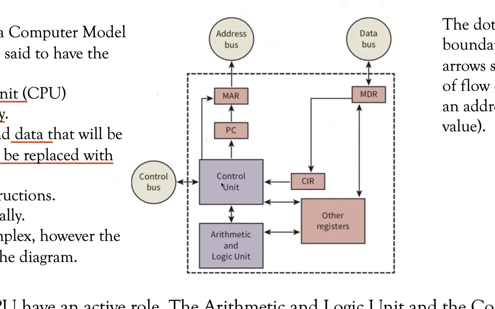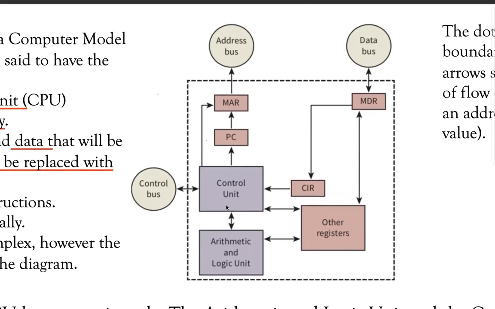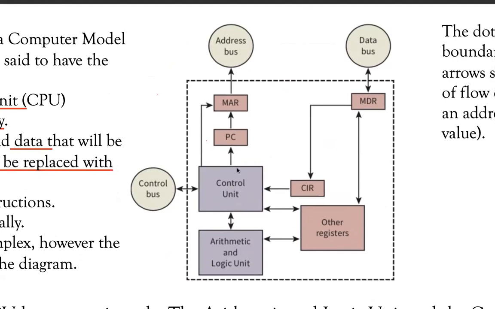Okay, we got two major units of our processor. One is known as the control unit and one is the arithmetic and logic unit. Let's look at the purpose of the control unit. As the name signifies, it's supposed to be controlling something. What is it controlling? In simple terms, it's controlling everything.